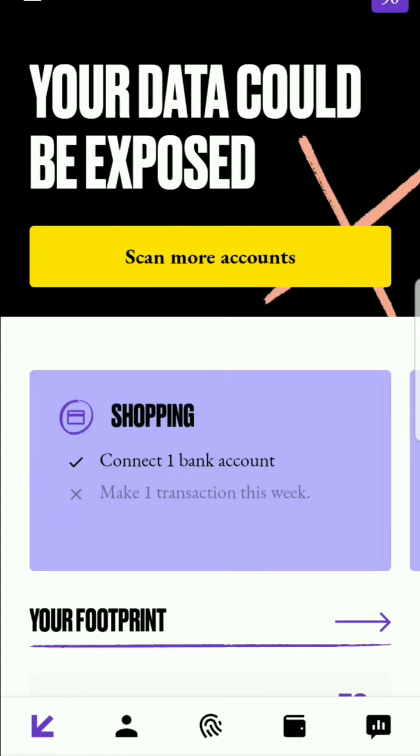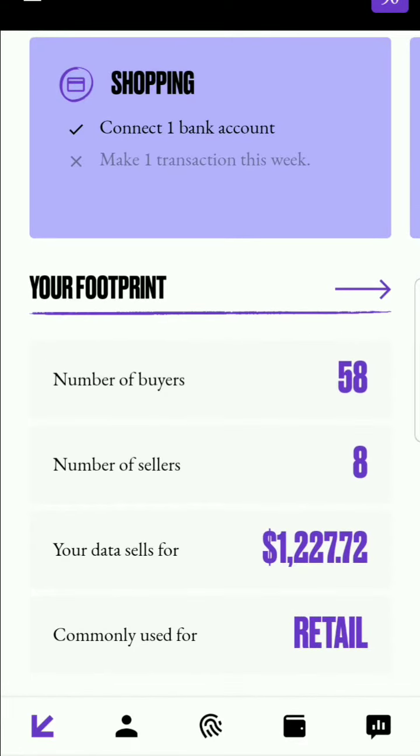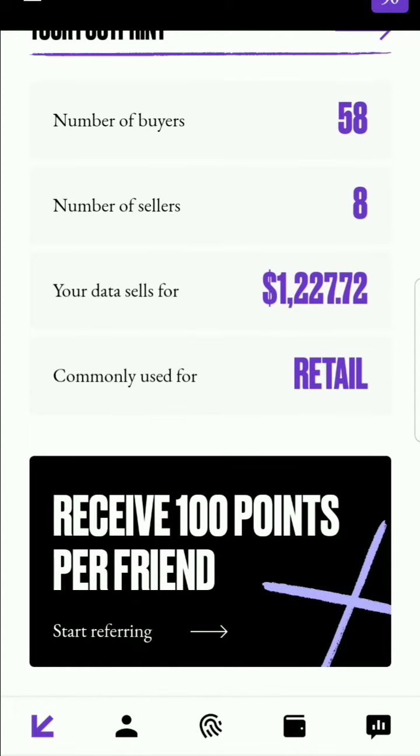So the basis of this app is that your footprint allows you to look at your data numbers and see what you get out of it. So they don't sell your data in this app because your data is your own and they want to make sure that it keeps that way.